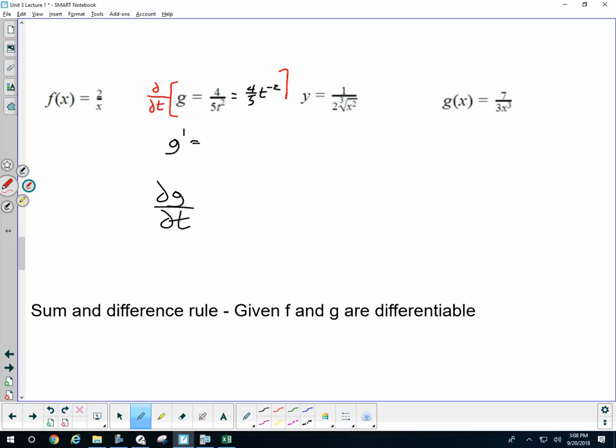Remember, the 5 stays down, the t squared moves up. Multiply 4/5 by negative 2, negative 8/5. Subtract 1 from negative 2, t to the negative third. Maybe here I'll write the simplified version. I get negative 8 over 5t cubed. Okay, you guys do the other 3.